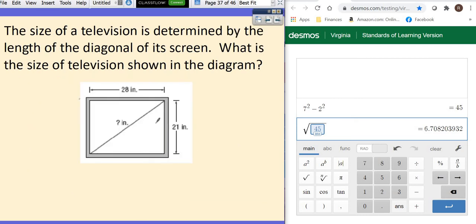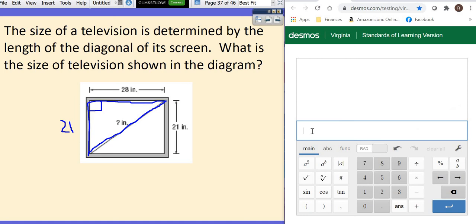We have one with a diagram, but it wants to know the diagonal length. Do you see that? Well, I'm going to go ahead and draw my right triangle right there. Always look for a right triangle. They're in the picture somewhere. And if this guy is 21, that means this guy is also 21. So I have a leg, and I'm looking for my hypotenuse.